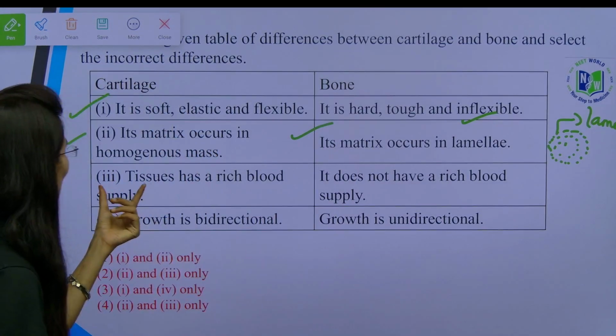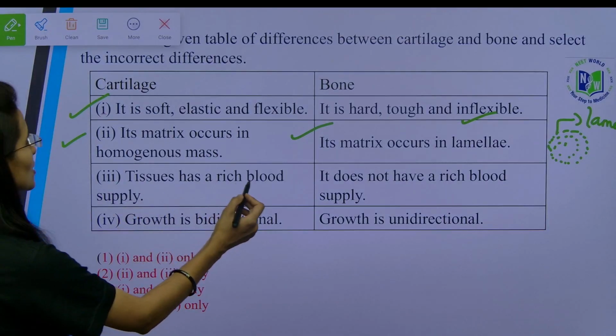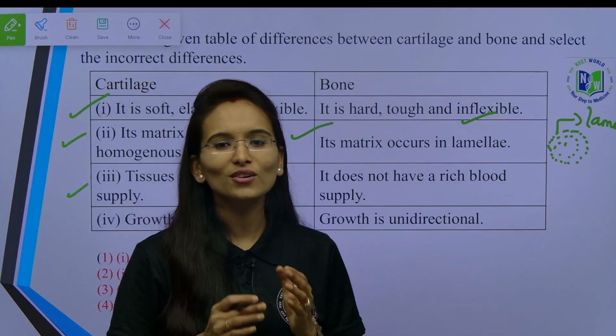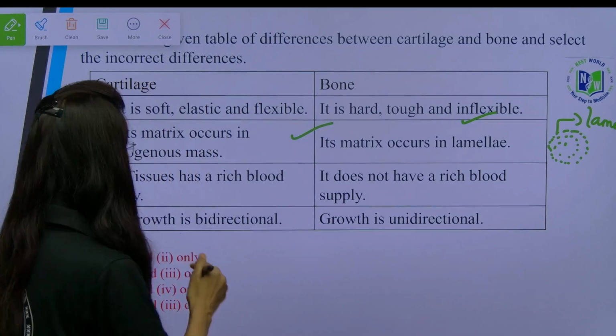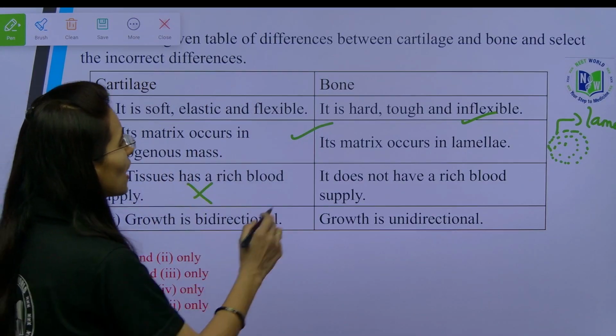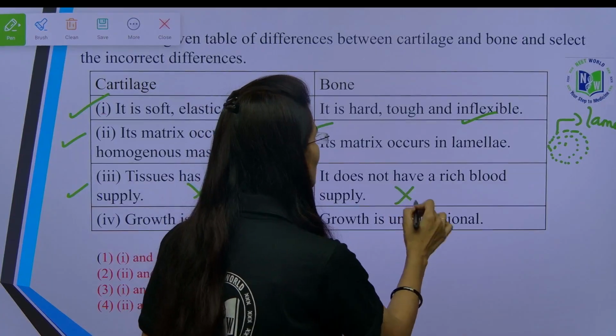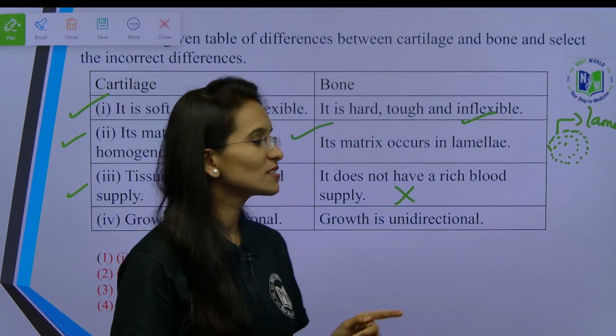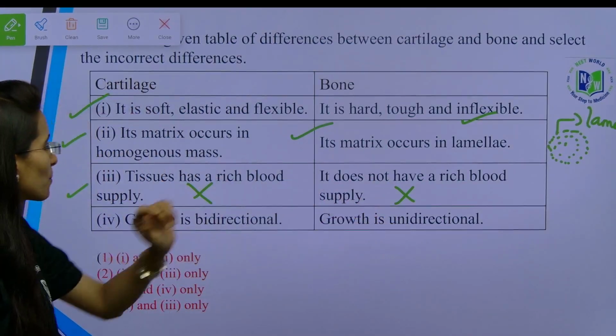Yes, so the third difference is that the tissue has a rich blood supply. Actually, cartilage is avascular, it is not going to have a rich blood supply. So this is the wrong one. And next, it does not have a rich blood supply. The bones are vascular and they are going to have a rich blood supply. So this is the wrong option.